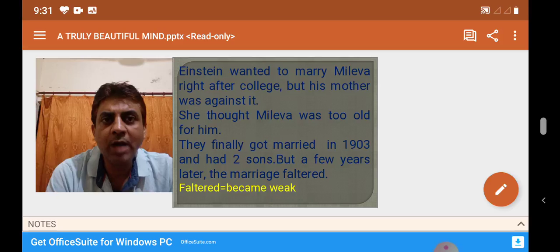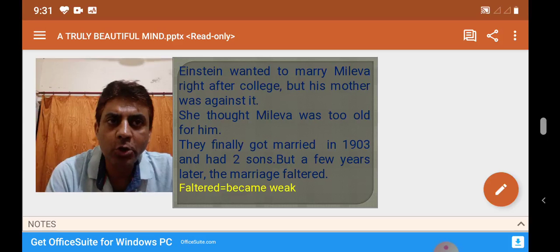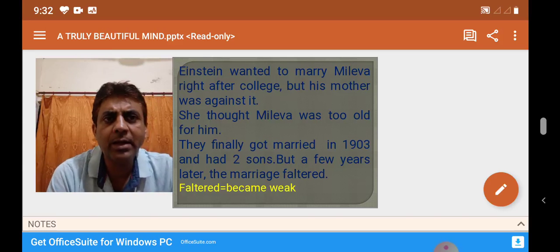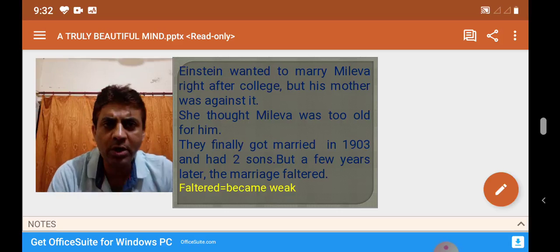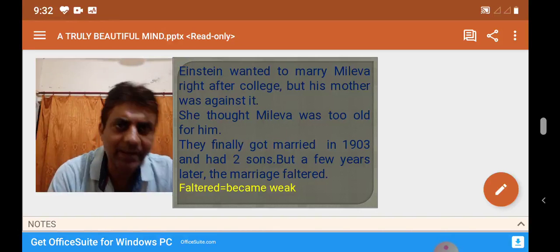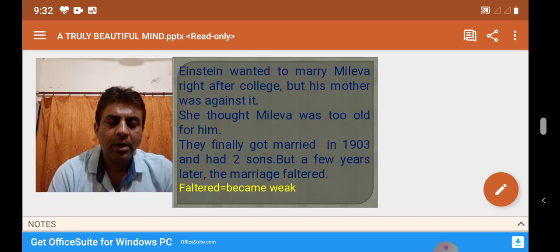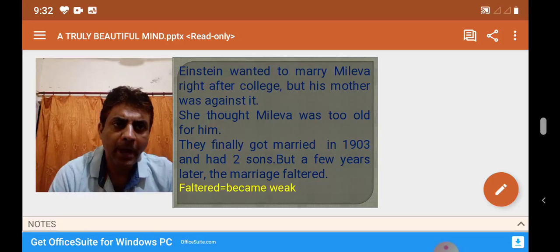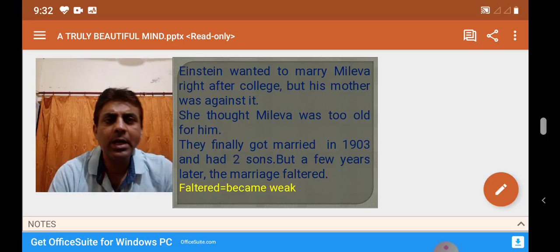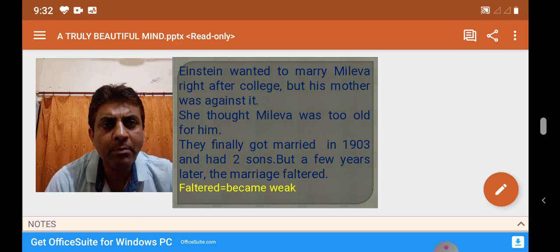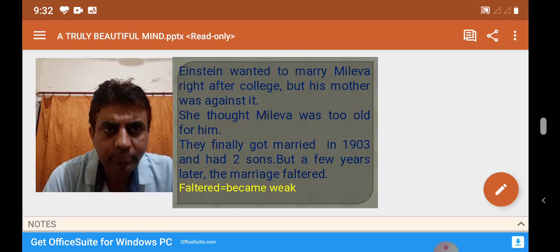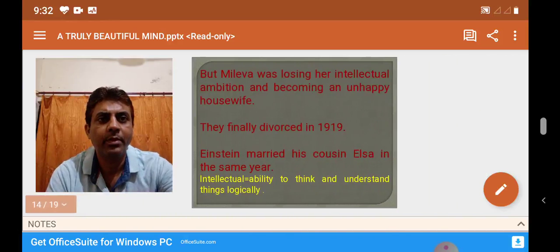Just after college, Einstein wanted to marry Mileva, but his mother was against this marriage. The reason was that she thought Mileva was too old for him. But they finally got married and had 2 sons. But just after a few years, the marriage became unsuccessful.